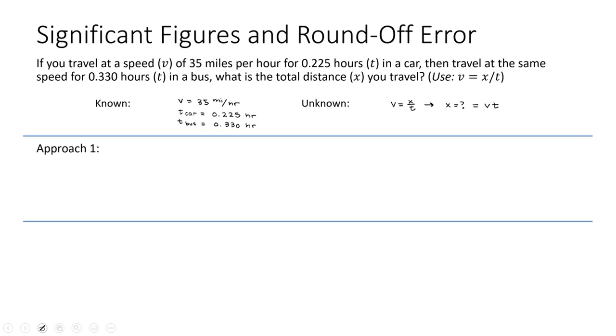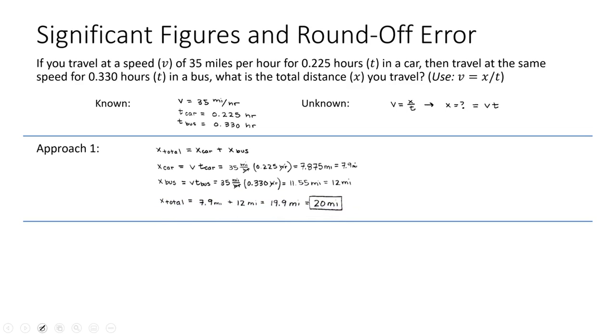Okay, so now on to my two different approaches for solving this problem. Approach number one, I'm just going to calculate the distance traveled in my car using v times the time that I spent in the car. Here that gives me 7.875 miles. And when I do this, I take note of the fact that my speed has 2 sig figs, my time has 3 sig figs, and so I need to round this answer to 2 sig figs, so that's how I get 7.9 miles here.